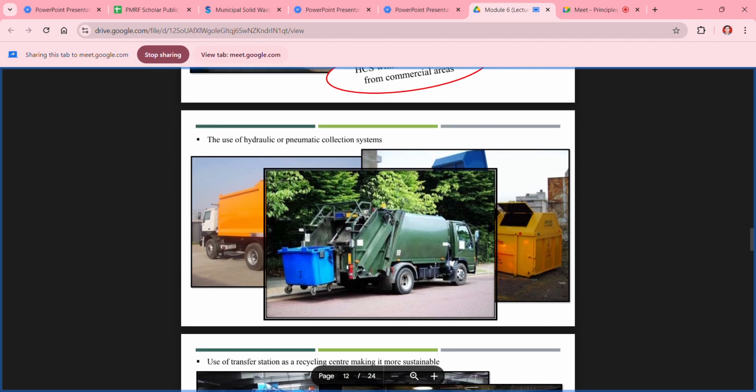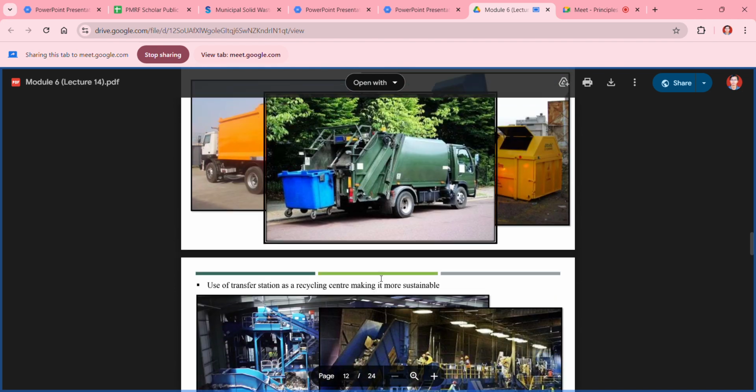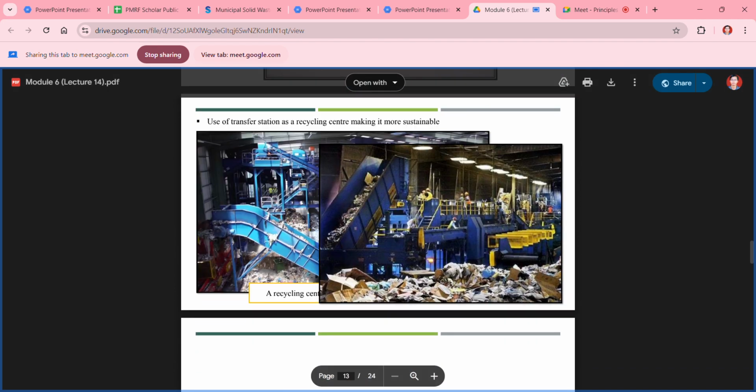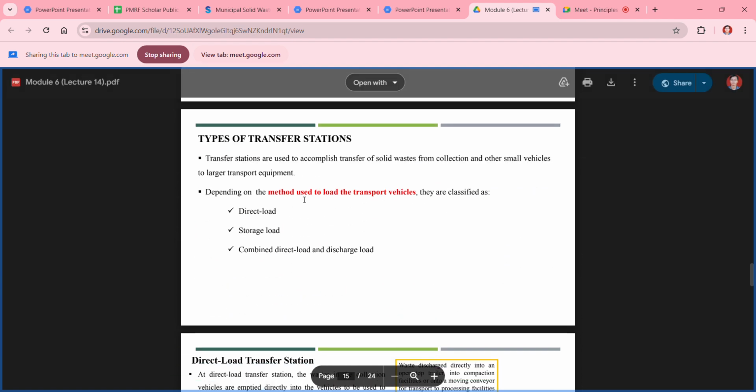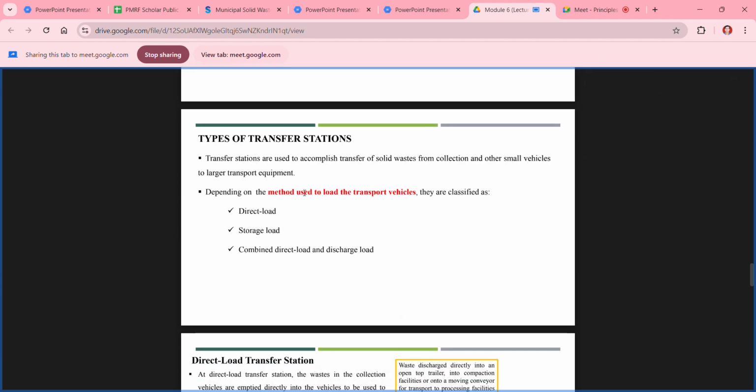These are also types of hauled container systems. You can also use these transfer stations as a recycling center to make the process more sustainable. You can segregate the waste at the transfer station itself if you have a bigger place there. And there are three types of transfer station, depending on the method used to load the transport vehicles: one is direct load, then storage load, and the third is combined direct load and discharge load.